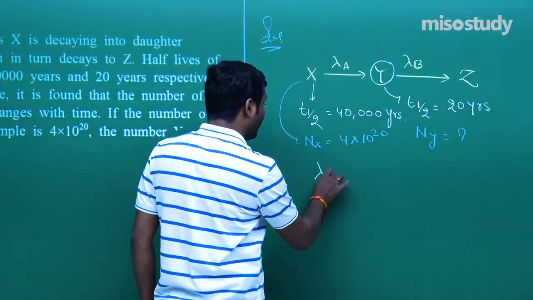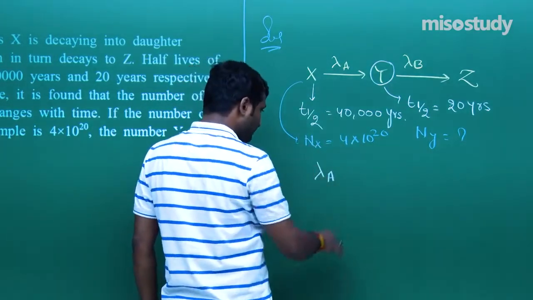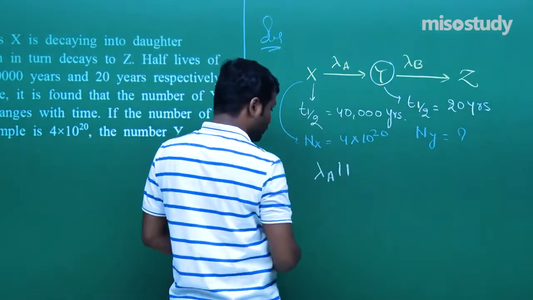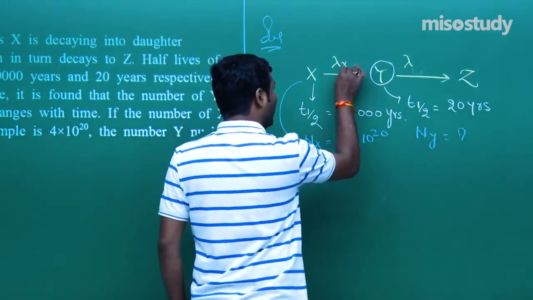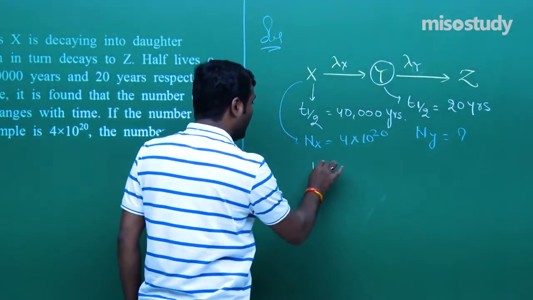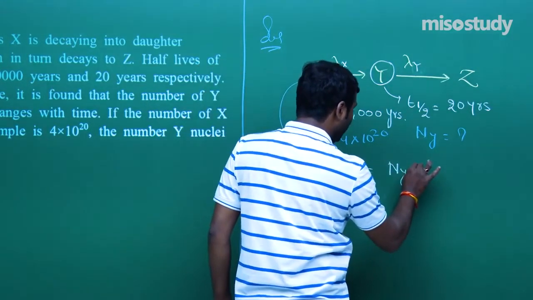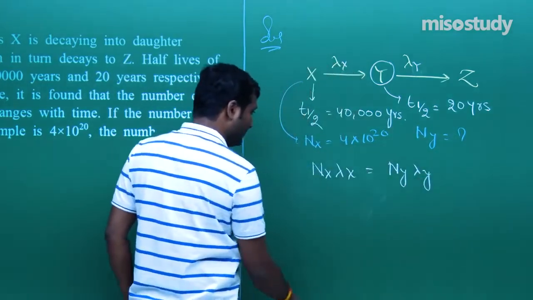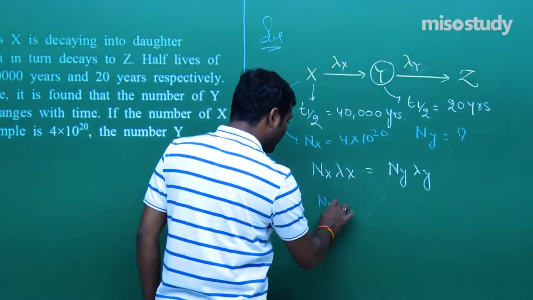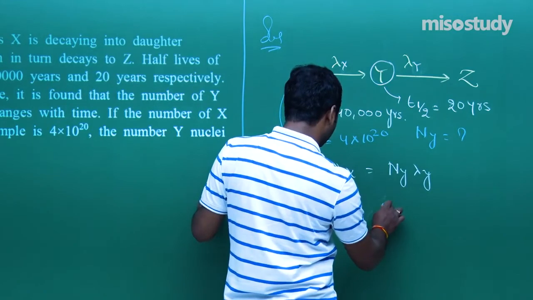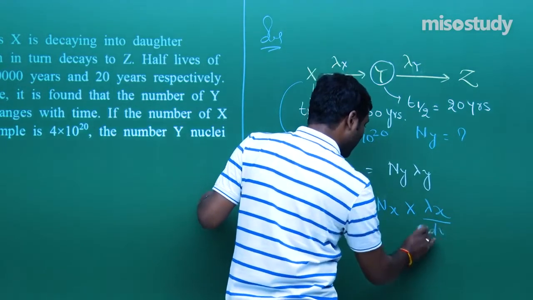So the condition here is: better to represent it not as A and B, but as lambda X and lambda Y. Now we write Nx into lambda X is equal to Ny into lambda Y. This is the situation. Am I right? As we know, we can write Ny is equal to Nx into lambda X upon lambda Y.